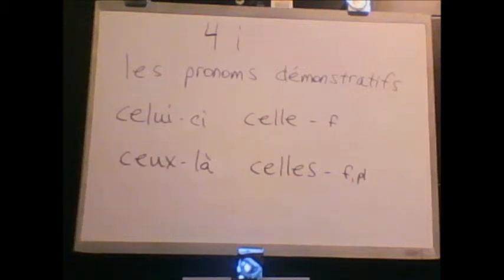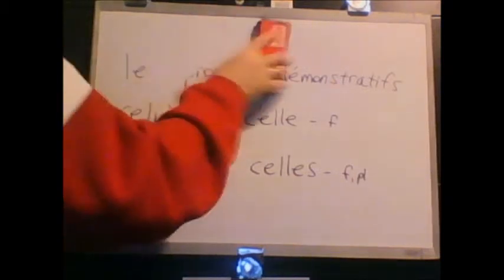Okay, let's look at the exercise together. We'll do that and fill these in. The most important thing to remember is that when we're talking about this, we're going to use -ci at the end of it, and when we're talking about that, we're going to use -là at the end of it.